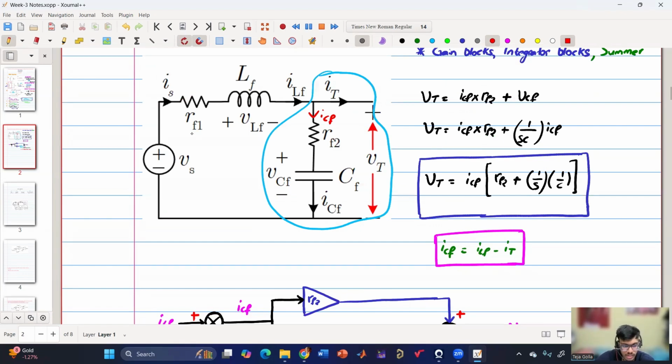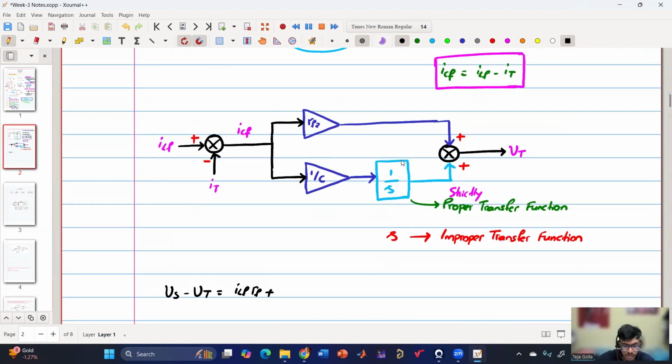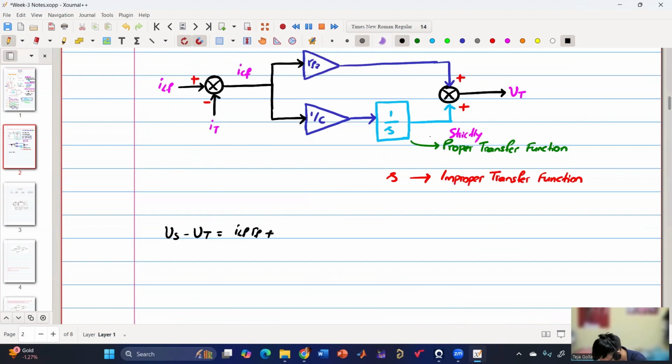If we write the expression, Vs minus Vt is equal to the voltage across RF1 plus LF. So Vs minus Vt is equal to the current ILF into RF plus the voltage across the inductance, which is VLF. VLF is nothing but S LF into ILF, right?